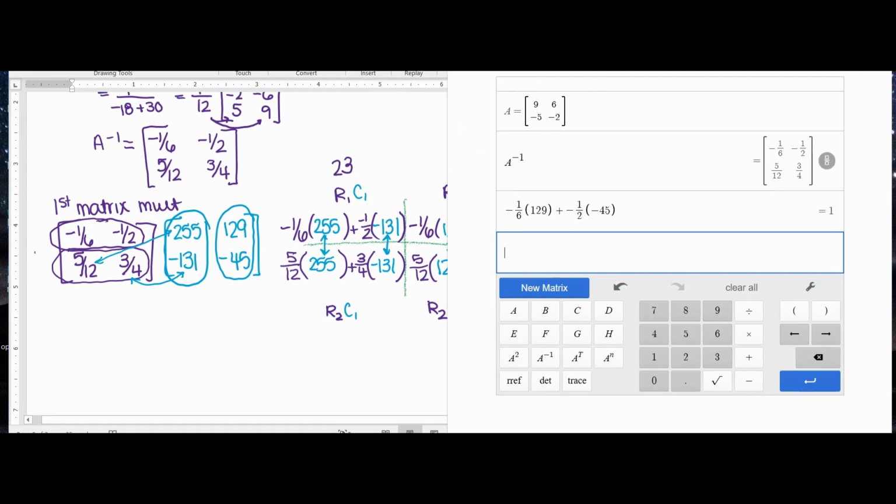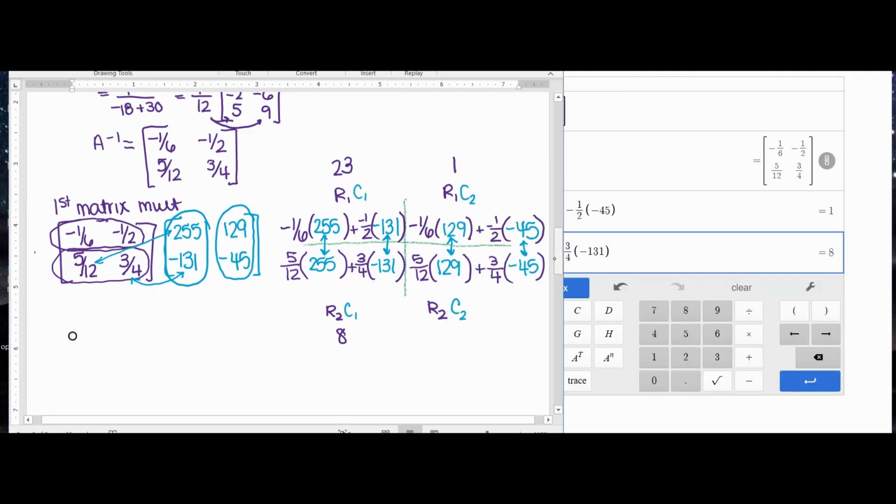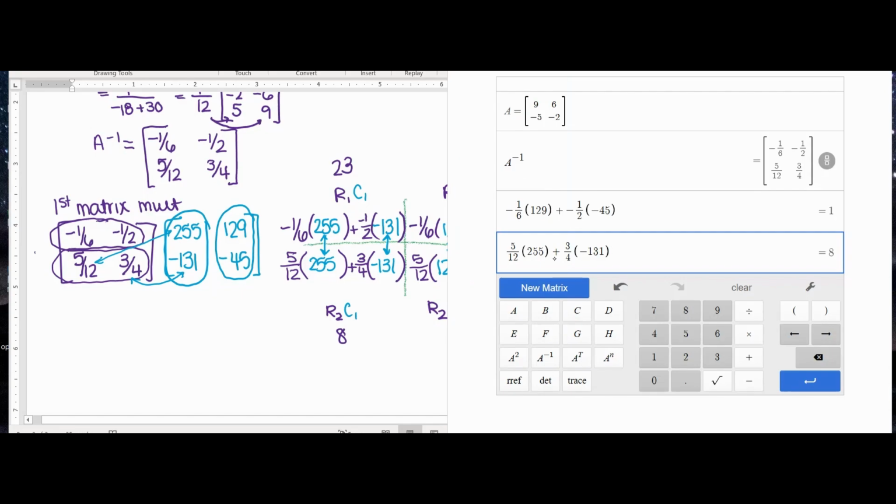we are going to take 5 twelfths times 255 plus 3/4 times negative 131, and we get 8. And we're going to take the same fractions times our 129 and negative 45, and we get 20.